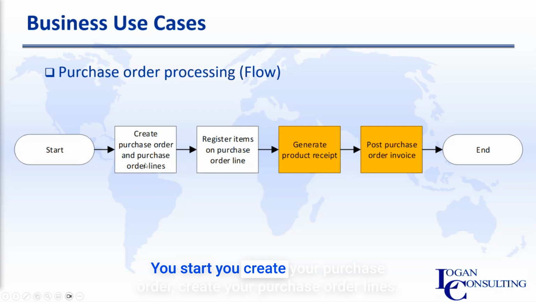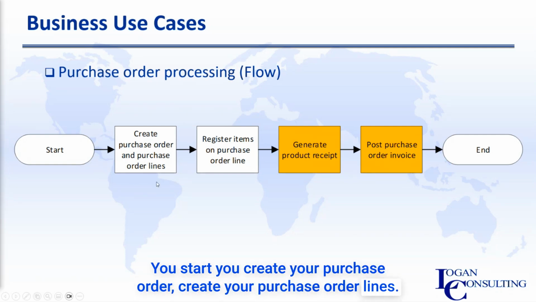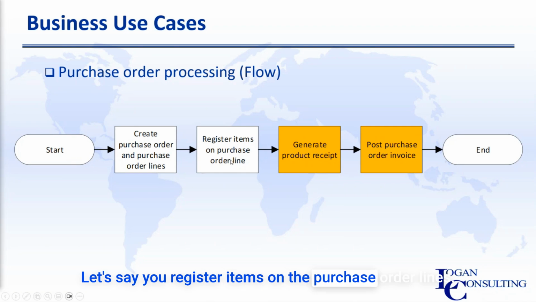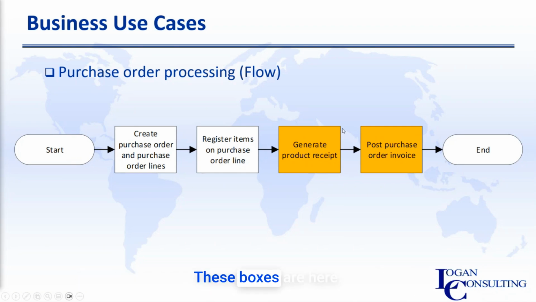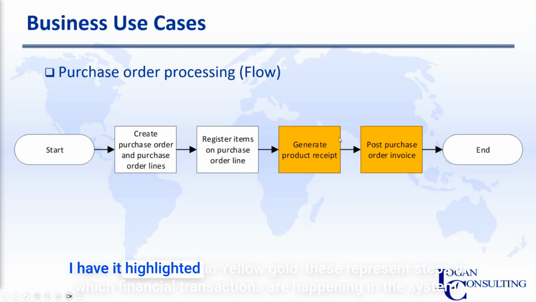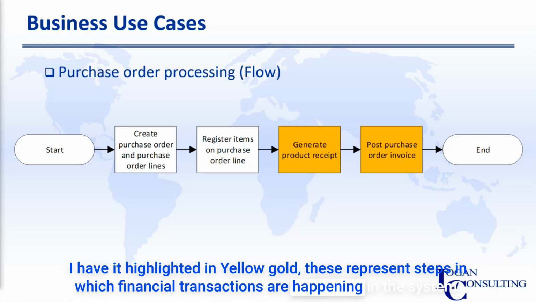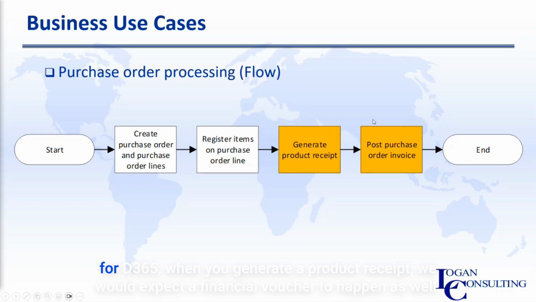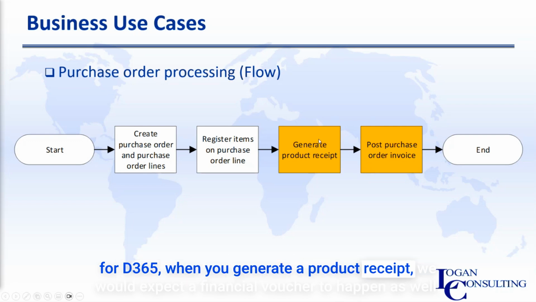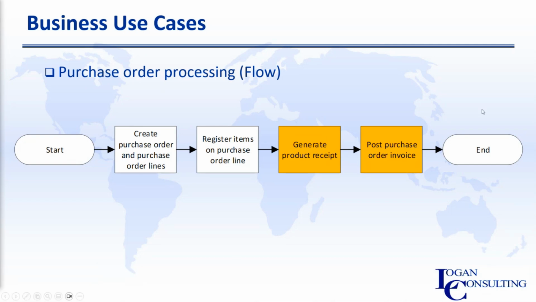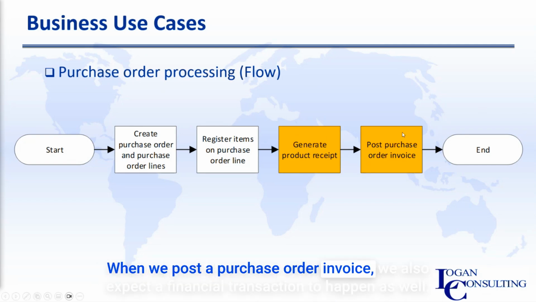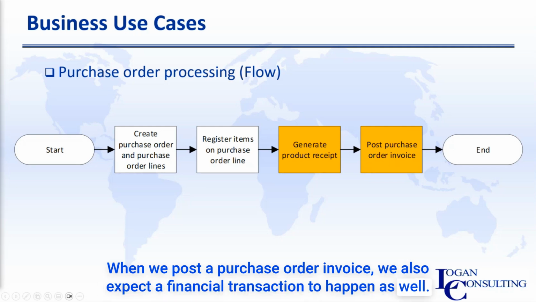You create your purchase order, create your purchase order lines. Let's say you register items on the purchase order lines. These boxes right here, I have it highlighted in yellow gold. These represent steps in which financial transactions are happening in the system. For D365, when you generate a product receipt, we would expect a financial voucher to happen as well. When we post a purchase order invoice, we also expect a financial transaction to happen as well.